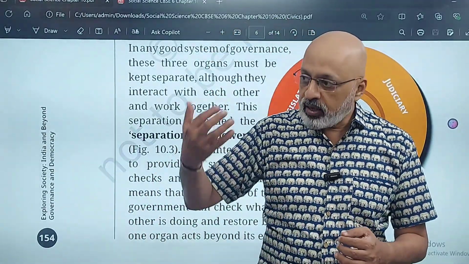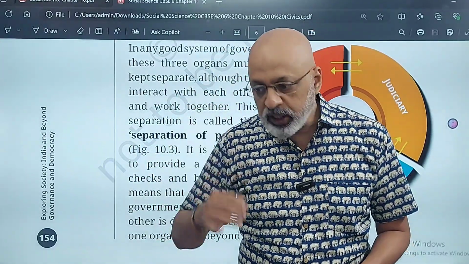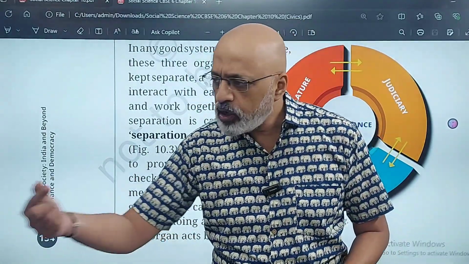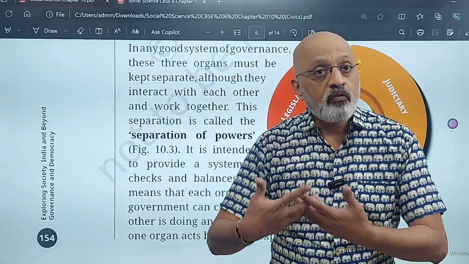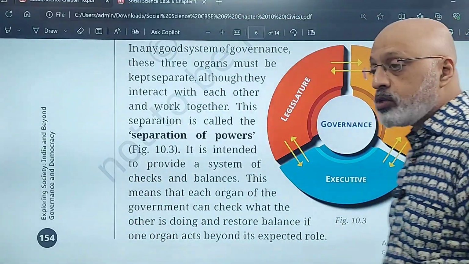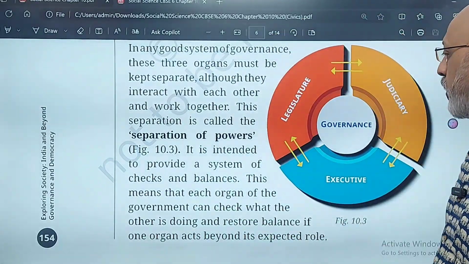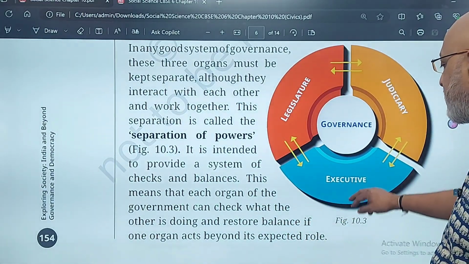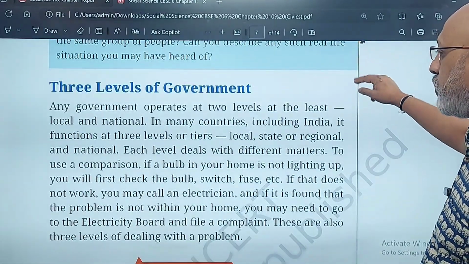Which is why I gave the example. The government also listens to the people and therefore makes the changes in the budget. Okay, जो बजट मैंने बनाया उसमें कुछ लोगों ने कुछ फेरबदल की मांग की, मुझे लगा कि हाँ ठीक है, तो मैंने भी उस सजेशन को इनकॉर्पोरेट किया. That is how a democracy is supposed to function, where you listen to the other person. Okay, ये नहीं सोचने का कि मैंने कर लिया तो मैं कुछ भी करूंगा, ऐसा नहीं होता है. Okay, that's a sign of a good government. This means that each organ of the government can check what the other is doing and restore balance if one organ acts beyond its expected role. Now, ये तो हो गया. This is a class activity that you can do.